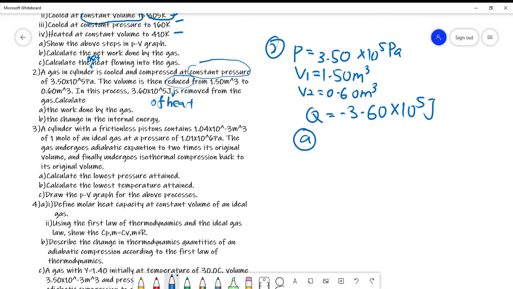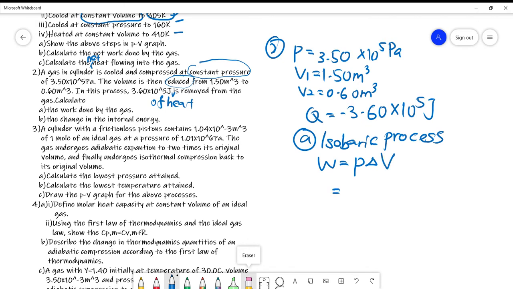Alright, so the work done by the gas is actually, since the condition is constant pressure, or we can say that is an isobaric process, which is constant pressure. So I can say that my work done is actually equal to the pressure, which is constant, times the change in volume.